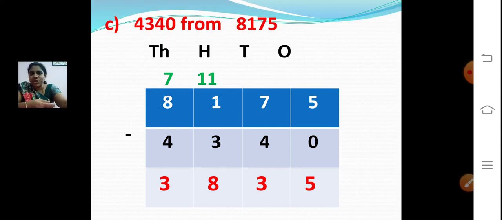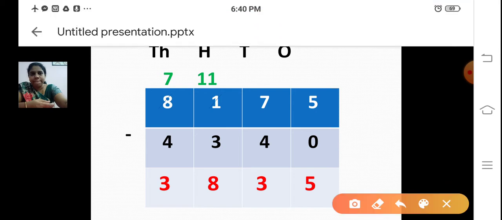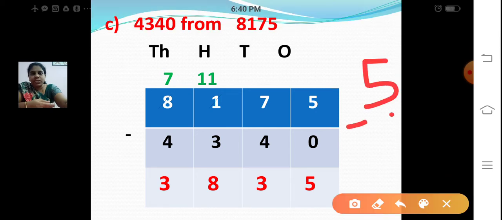So 5 minus 0. When you subtract 0 from any number, the answer is 5. 5 minus 0 is 5. When you subtract 0 from any number, my answer remains unchanged, right? My answer will be the same. 5 minus 0, 5. Now let's subtract the tens place.